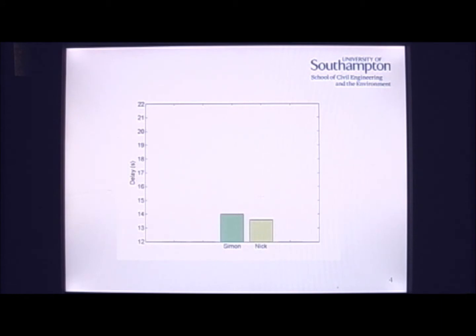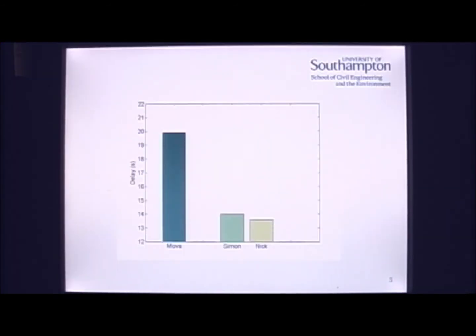But of course, what is really interesting is when we compare our performance to the performance of the algorithms that are out there today controlling junctions. So one such algorithm is MOVA, which is commonly used in the real world on isolated junctions. It uses inductive loops in the road to detect the presence of vehicles, and we can simulate those loops in Paramix, and we can analyze the performance of MOVA. So the delay on MOVA is best part of 20 seconds here. So you can see that Nick and I have done much better.